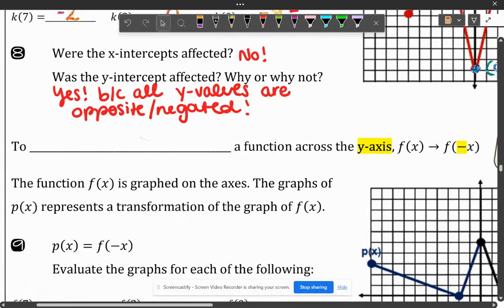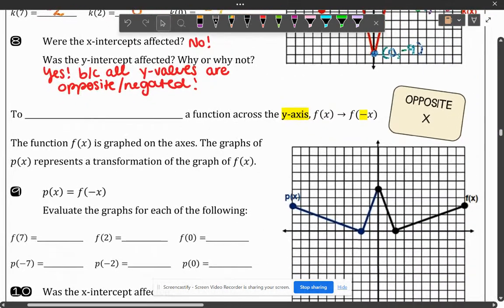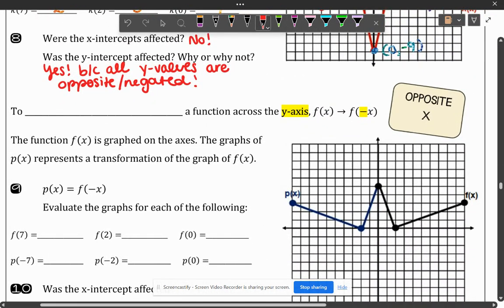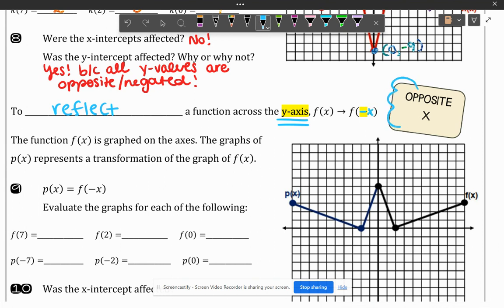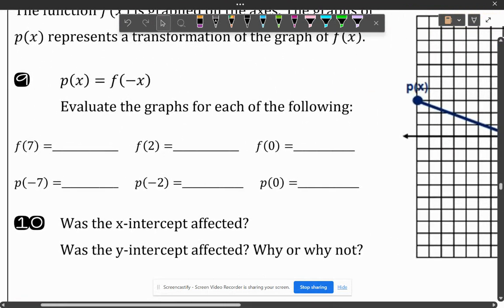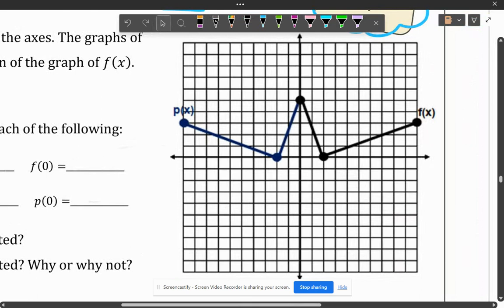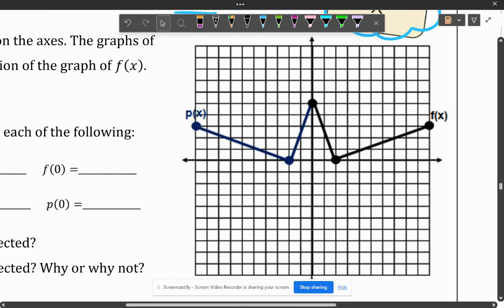Now, to reflect a function across the y-axis, we're going to negate the x values. So we're going to get opposite x values here. Let's take a look at p of x. That's what we're doing. We're negating the x values. Notice that it flips across.